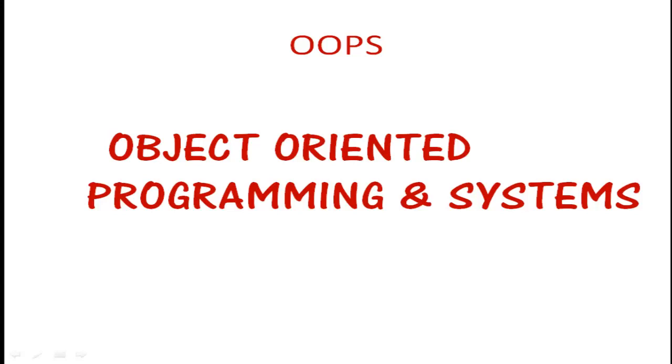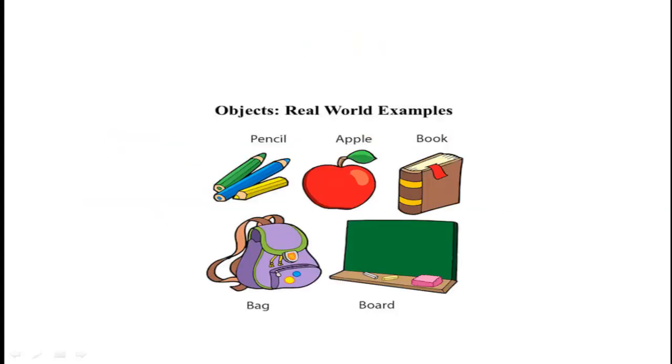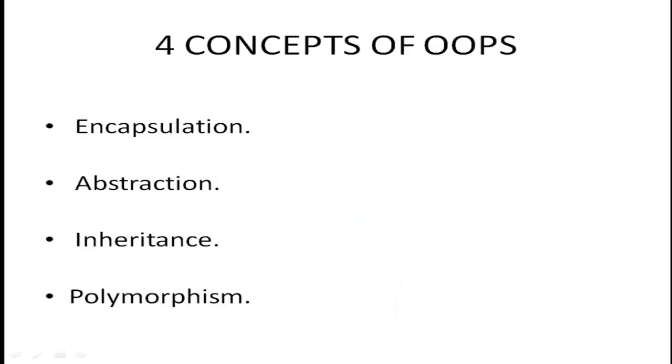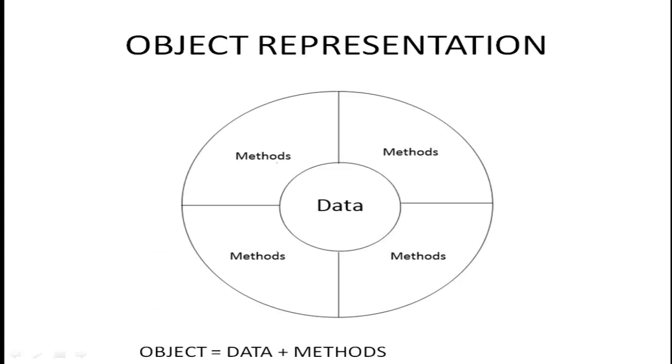OOPS stands for Object Oriented Programming System. The basic concept of OOPS is to create objects, reuse them throughout the program and manipulate these objects to get results. Four principles behind object oriented programming are encapsulation, abstraction, inheritance and polymorphism.